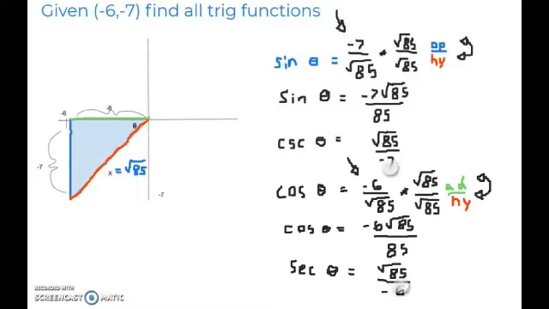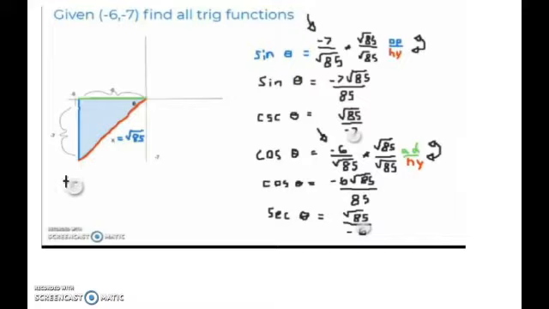Alright, so moving on. Next we're going to find tangent of theta for -6, 7. So tangent of theta is opposite over adjacent. And for this it would be 7 over 6 because the two negatives would cancel out. And then for the reciprocal of this, which is cotangent of theta, it would equal 6 over 7 because the opposite and the adjacent just swap. And that's all for this problem.